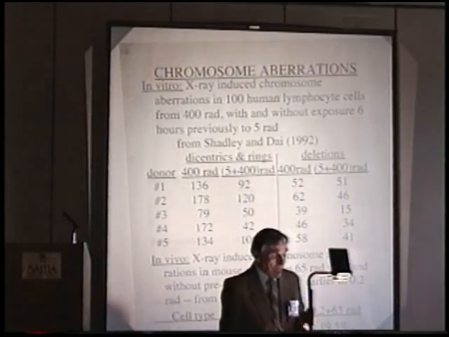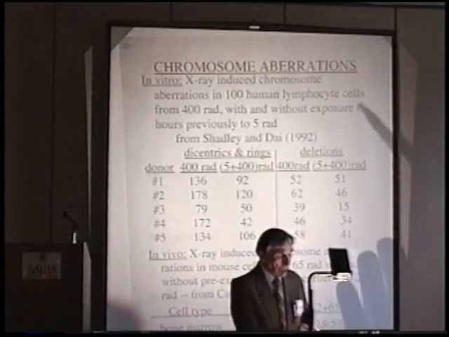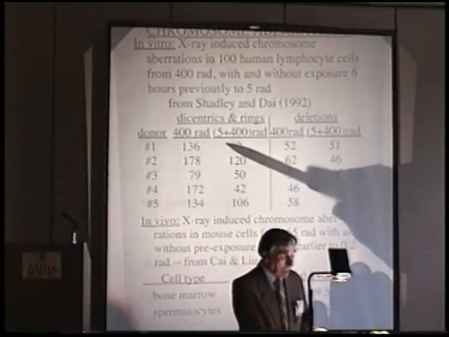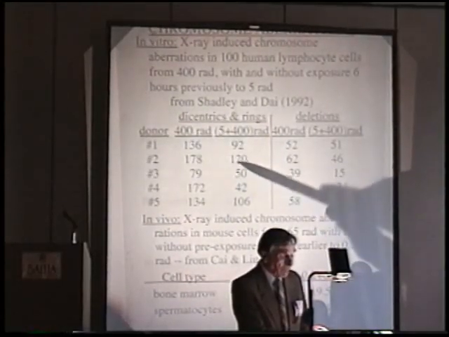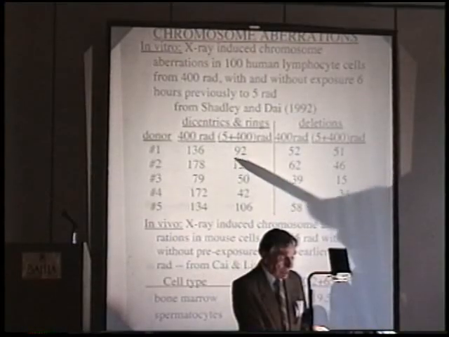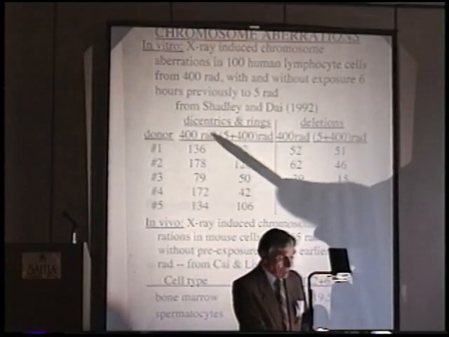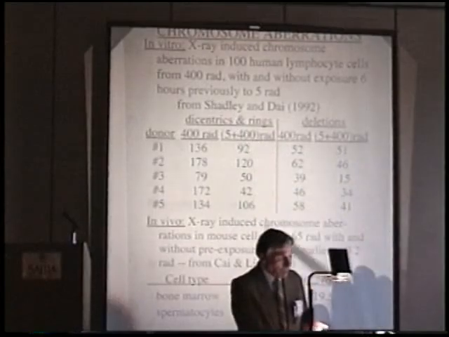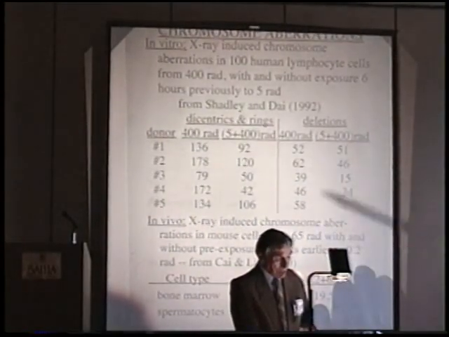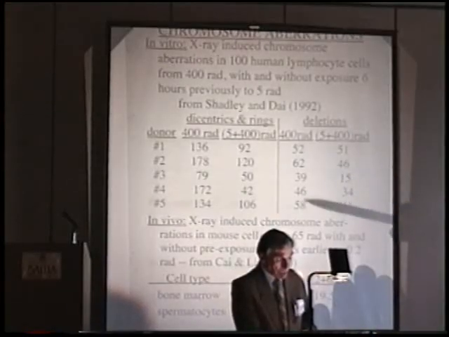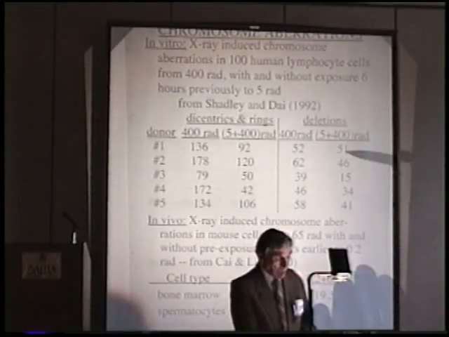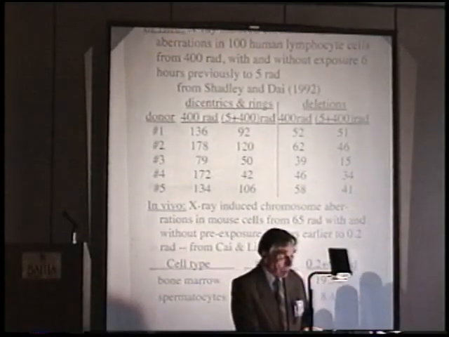One sort of genetic damage that people can measure is chromosome aberrations. And here are just a couple of experiments. These are experiments where large doses of radiation are found to cause chromosome aberrations. However, if you precede these large doses with a low-dose radiation a few hours before, 6 hours before in this one, you get far fewer chromosome aberrations. Here's another example. If you just give the high-dose radiation, you get this many. If you precede it with a low-dose radiation a few hours before, you get far fewer chromosome aberrations.